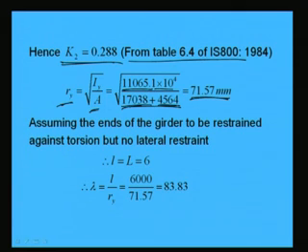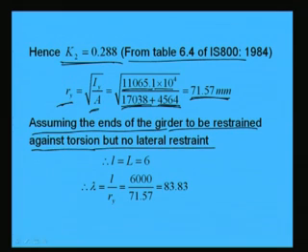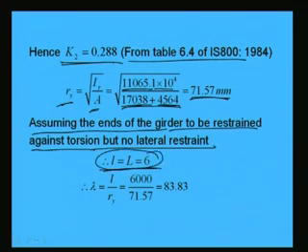Now, assuming the end of the girder to be restrained against torsion, but no lateral restraint, that means the effective length L will become the total length, that is 6 meter, because we have to find the slenderness ratio L by Ry. The moment we find the effective length, we can find the slenderness ratio as L by Ry. L is 6000 millimeter, Ry is 71.57. So, we can find the value of lambda as 83.83. The slenderness ratio we are now finding as 83.83.